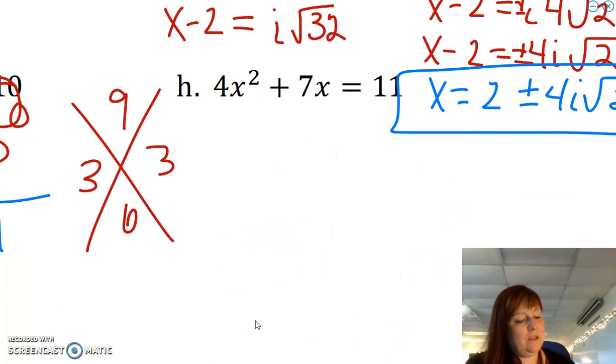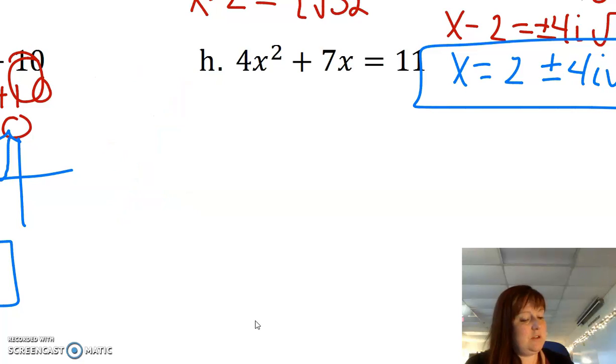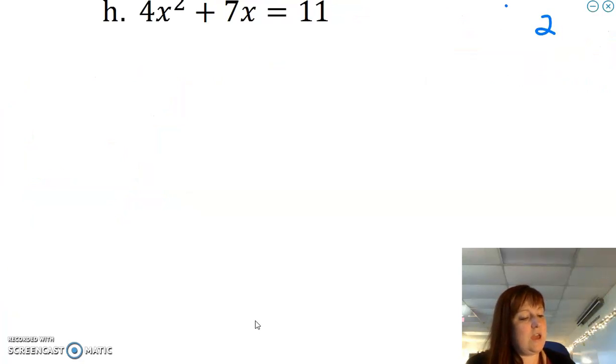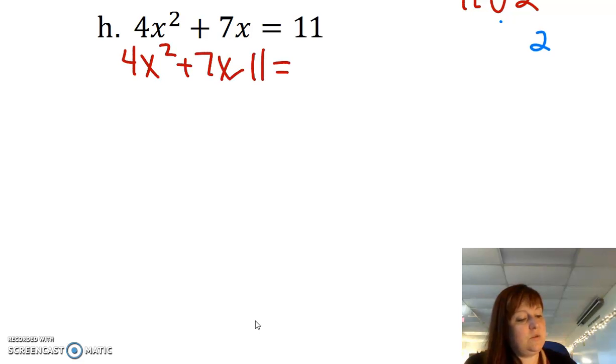Okay. Now let's solve this one. Go ahead and erase some of my work there so I can get a nice big clean spot for you. Okay, 4x squared plus 7x equals 11. Again, we want everything to be on one side because we need it to equal 0, right? We're trying to figure out where it equals 0. So we have 4x squared plus 7x minus 11 equals 0.